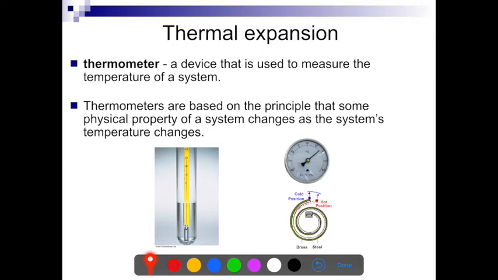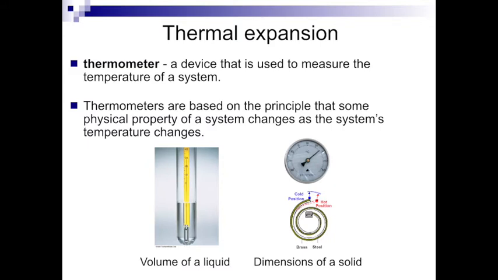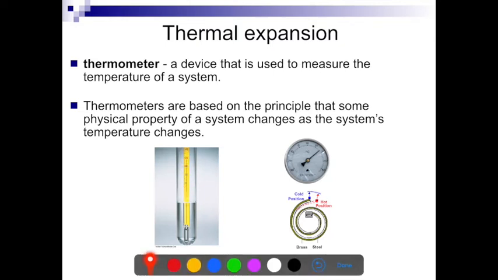Thermal expansion is also behind the operation of a thermometer. A thermometer is a device that is used to measure the temperature of a system. This, for example, is an alcohol in glass thermometer. The liquid inside the thermometer, which is alcohol, or in some thermometers it's mercury, the volume of the liquid inside the thermometer increases as the temperature increases, and the scale gives a convenient way of reading the corresponding temperature.